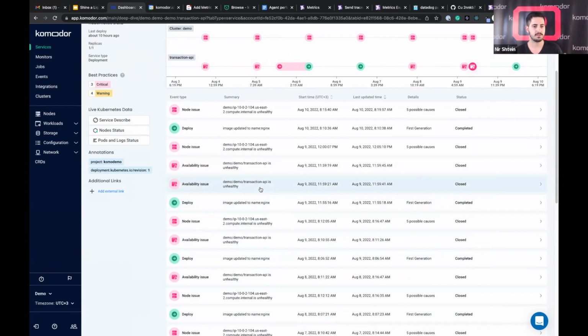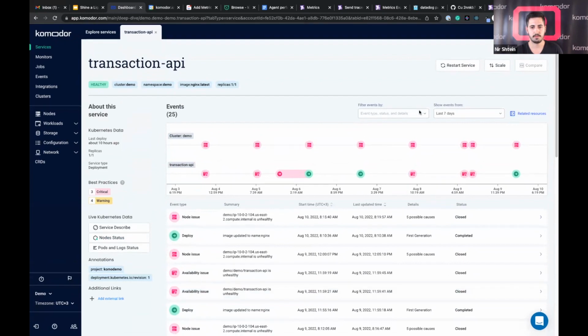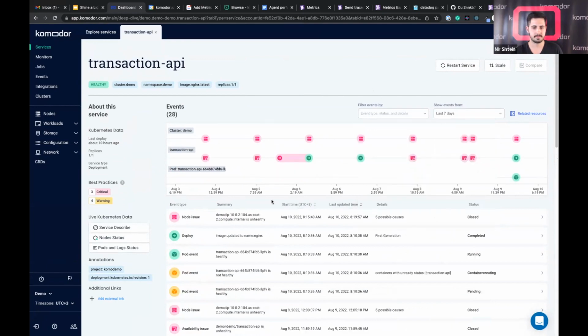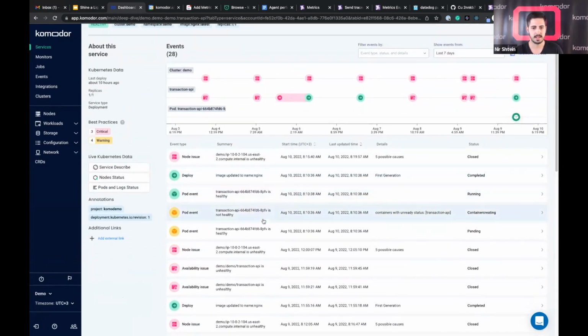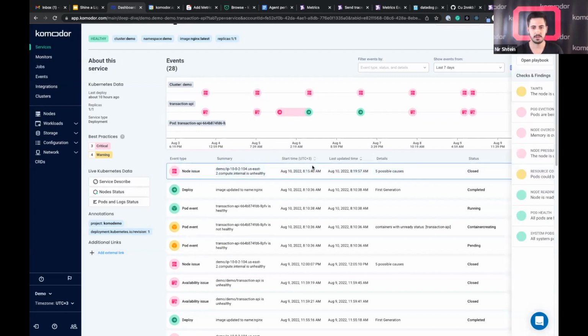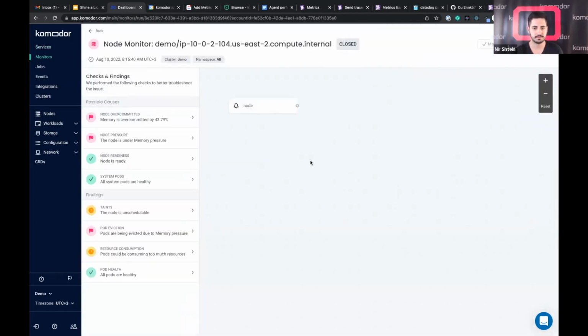So now I want to investigate what the problem is and what the root cause is. Maybe I will try to see events related to my pods. So I will attach some pod and see the events related to the pod. I don't have any special information about the pod, but I can see that every time I had an availability issue, right after that, I also have a node issue. So maybe they are correlated to each other. I will click on the node issue and open the playbook.